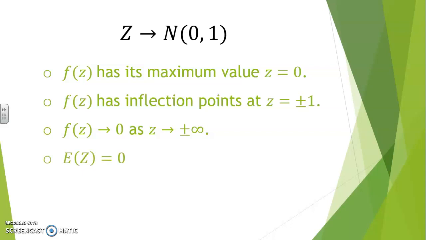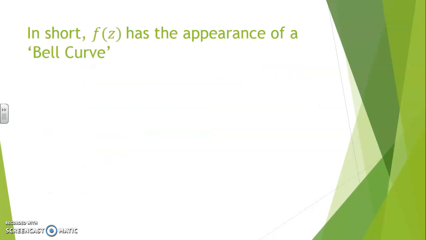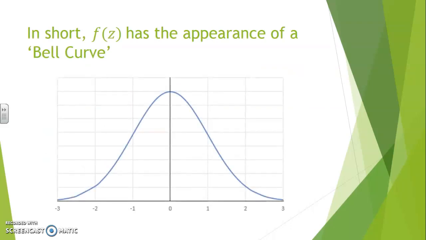E of Z will be 0, and the standard deviation for Z will be 1. Those are the parameters that are expressed in the normal law's labeling, so 0 and 1. To summarize, f of z has the appearance of a bell curve. As you can see, this particular bell curve is centered around z equals 0 and converges towards the x-axis at the extremities.